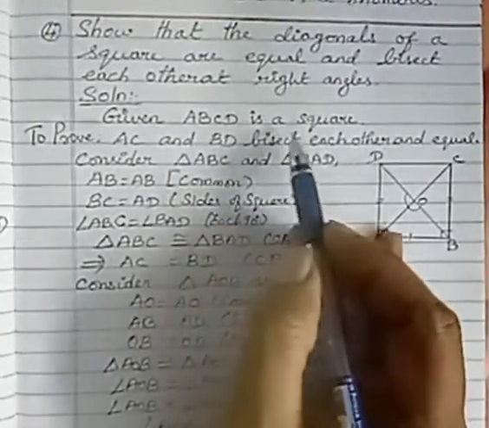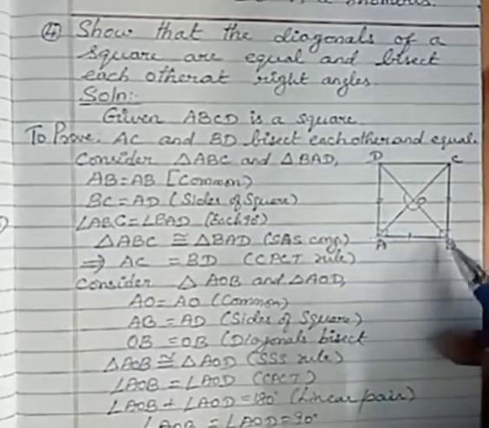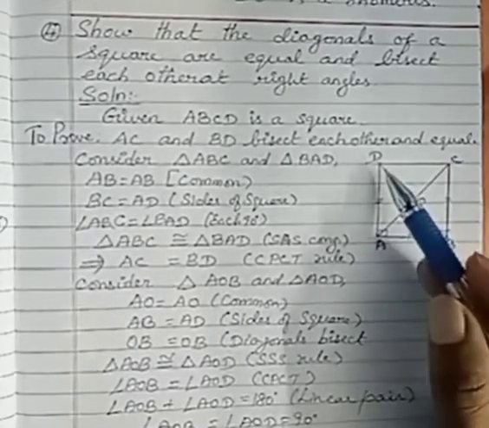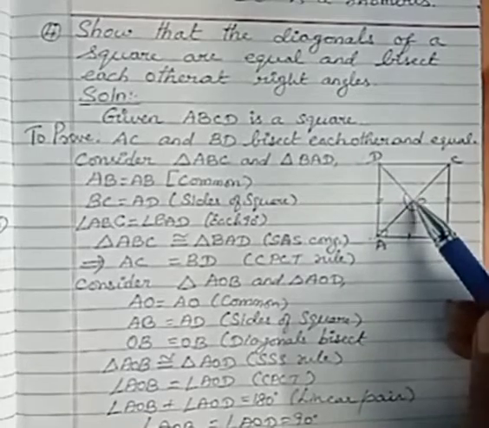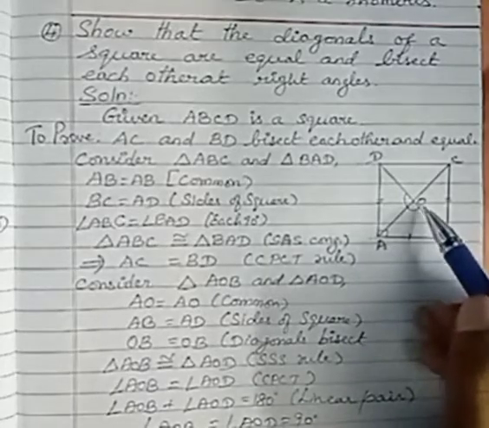Given ABCD is a square. So draw a square with vertices ABCD. AC and BD are the diagonals. They are intersecting at a point O. So mark the point of intersection of the diagonals as O.